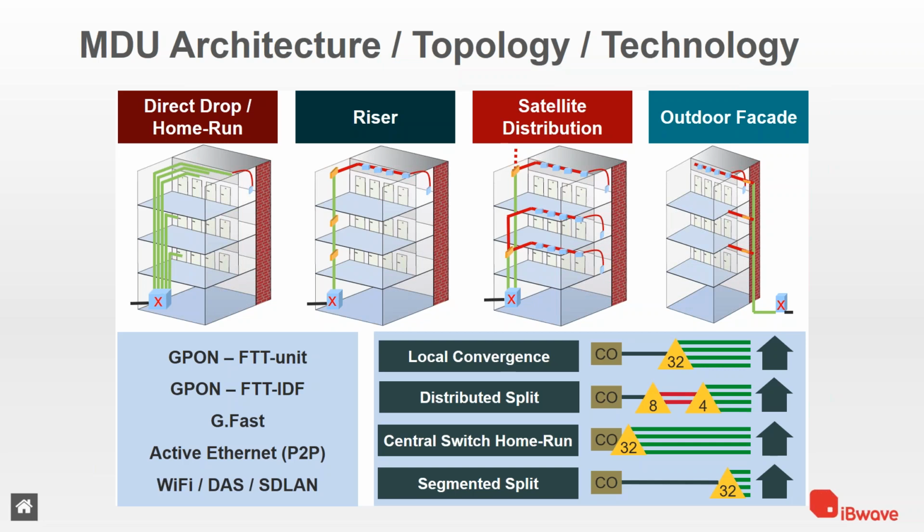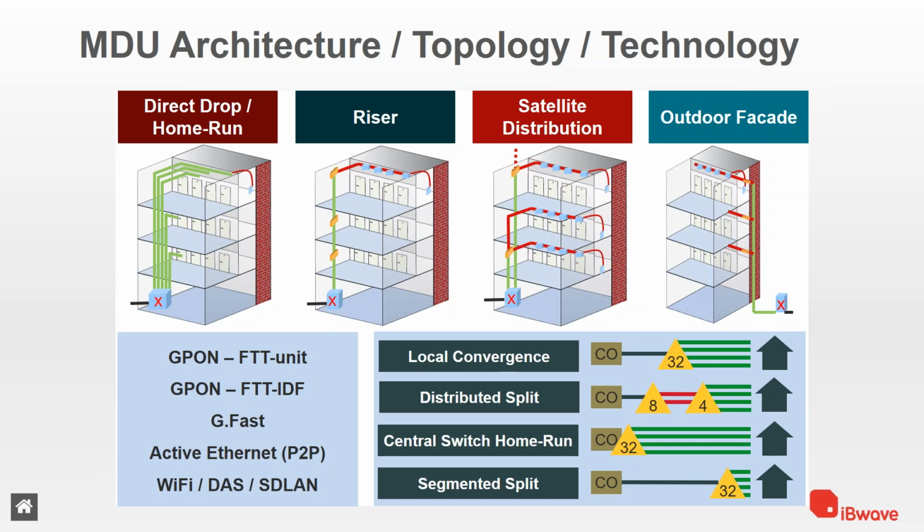The most flexible variation would be the central switch home run, where every fiber from the unit would track back all the way to the central office or head end. This would also work as an Ethernet style solution, where instead of putting 1x32 splitters in your central office, you could substitute that for plugging directly into switches. Again, most flexible, most future-proof, as you've got a direct fiber from the unit all the way back to the CO.